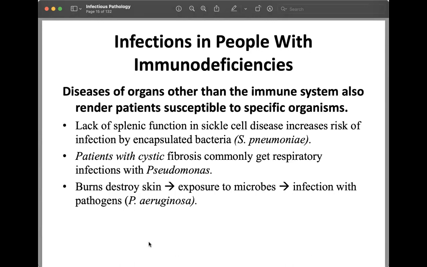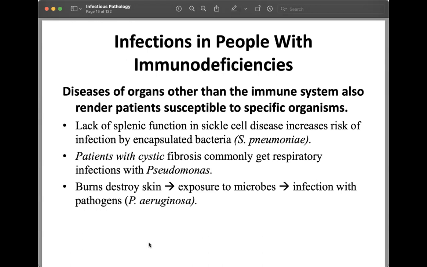Now, cystic fibrosis is a condition, a genetic mutation involving the CFTR gene, which codes for a chloride transport channel. In cystic fibrosis, you will have very viscous secretions because water cannot go out into the secretions.